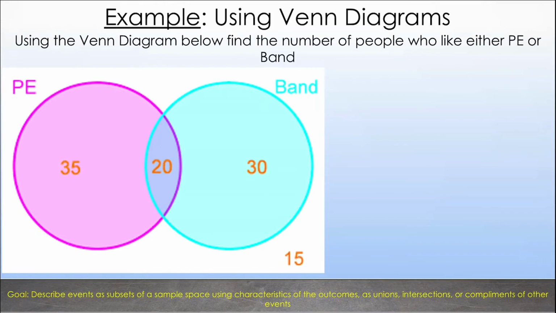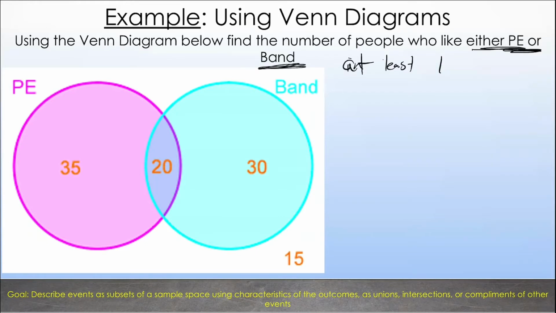Alright, so let's do an example using Venn diagrams. Using the Venn diagram below, find the number of people who like either PE or band. So "or" means in at least one. They like at least one of them, right?